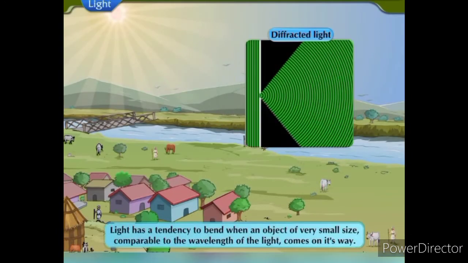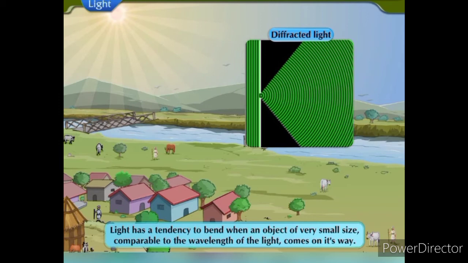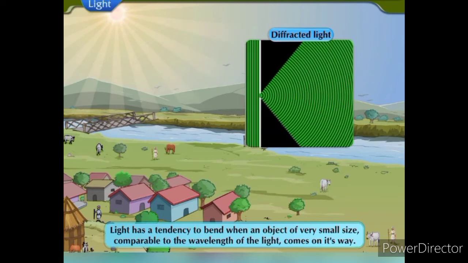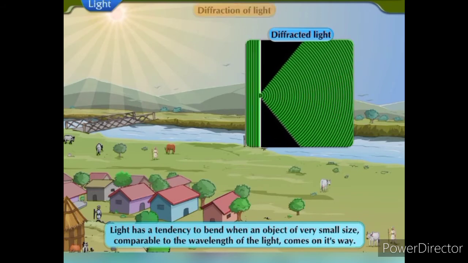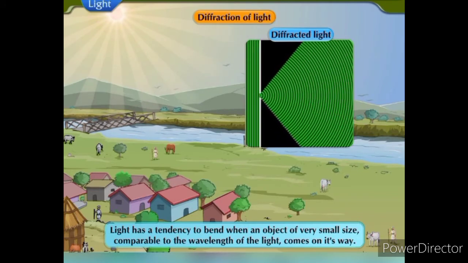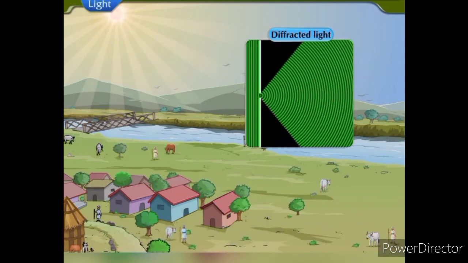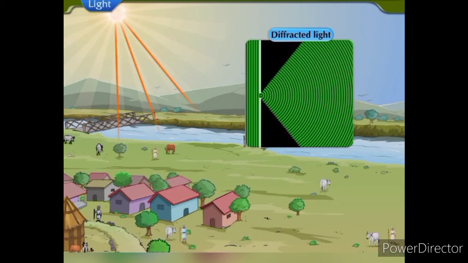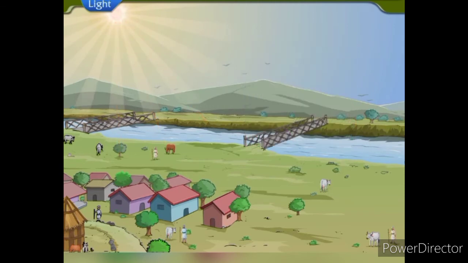Do you know that light has a tendency to bend when an object of very small size, comparable to the wavelength of the light, comes in its way? This property of light is known as diffraction of light. Diffraction of light cannot be explained by straight line treatment of light rays. To explain this phenomenon, we need to consider light as a wave.